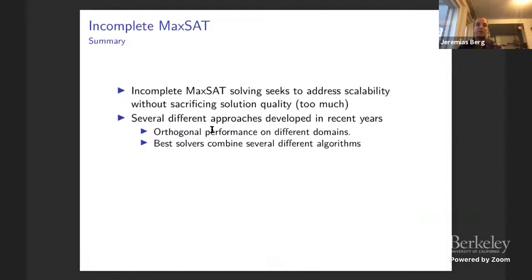So this is the very much shortened version of this part of the talk. We're trying to increase the scalability of MaxSAT solvers without sacrificing the solution quality too much. And of the different approaches that exist, we've seen that they tend to exhibit orthogonal performance on different domains. As Matti also said, it very much depends on the problem domain. And hence, in order to be as good as possible, you want to try to combine solving techniques as well as you can.